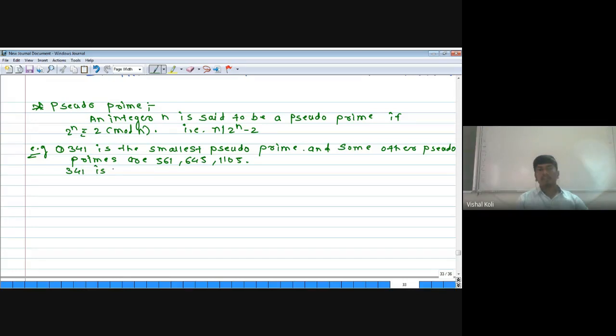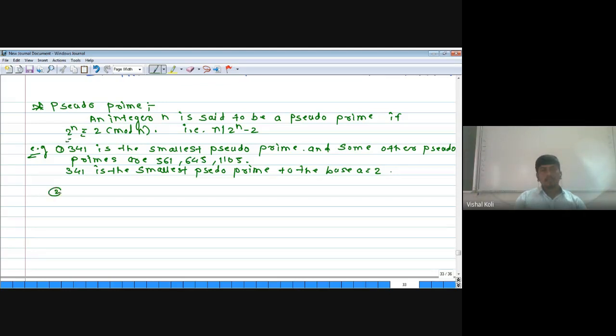341 is the smallest pseudo prime to the base 2. Okay, so if we change the a value, that is here a equal to 2, then 341 is the smallest pseudo prime corresponding to a equal to 2. If we change the value of a, then we get the corresponding pseudo prime. For example, here we can take 3, 5, anything. But 341 is the smallest pseudo prime corresponding to a equal to 2.